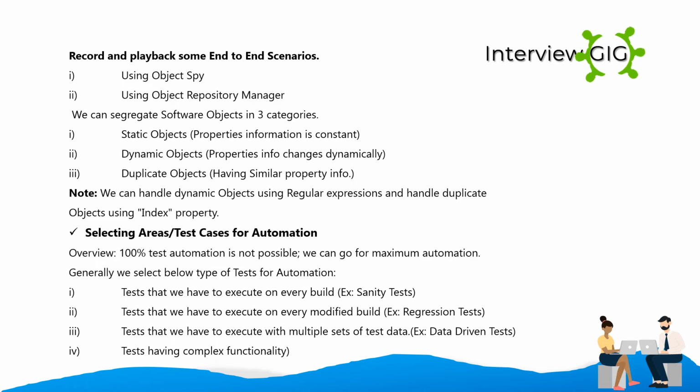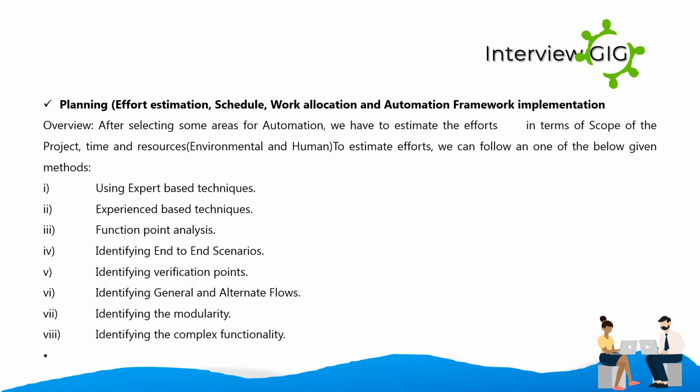Selecting areas/test cases for automation overview. 100% test automation is not possible, we can go for maximum automation. Generally we select the below types of tests for automation. 1. Tests that we have to execute on every build: sanity tests. 2. Tests that we have to execute on every modified build: regression tests. 3. Tests that we have to execute with multiple sets of test data: data-driven tests. 4. Tests having complex functionality.